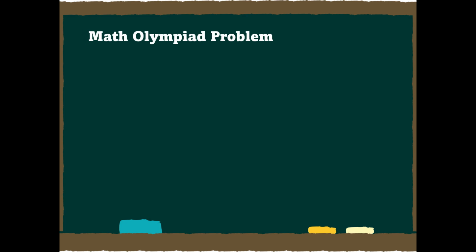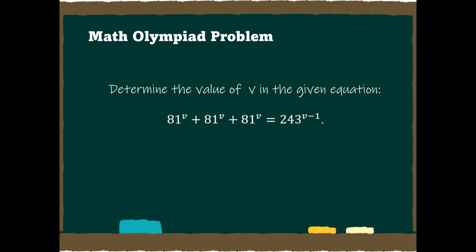We have here a math Olympiad problem. Determine the value of v in the given equation: 81 raised to v plus 81 raised to v plus 81 raised to v equals 243 raised to v minus 1. Again, our goal is to find the value of v such that the equation holds.